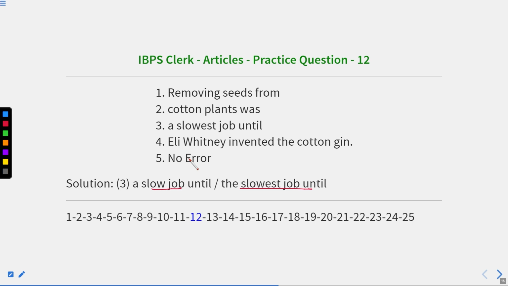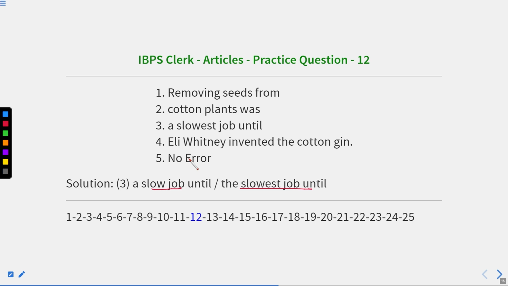So this is the thing. The superlative degree of adjective is used only when we compare one to all. If we just want to say that this job was very slow, that means only the job was slow. It does not mean that it was the slowest one. Maybe there might be some other job that was even slower than this. So both the phrases over here are correct.